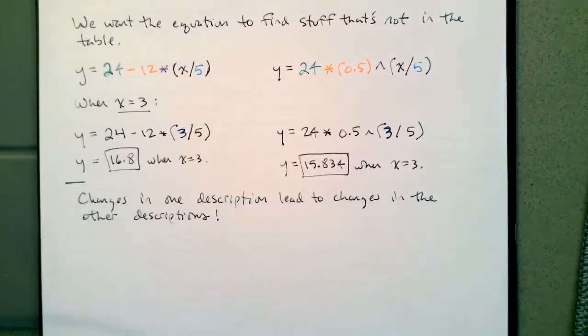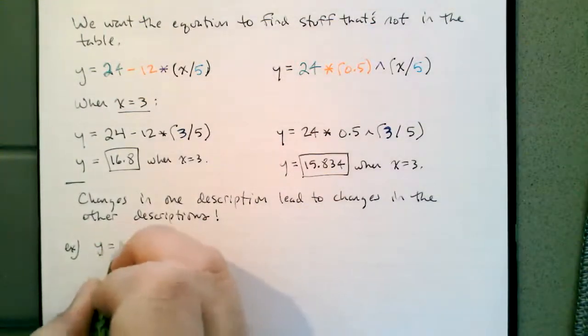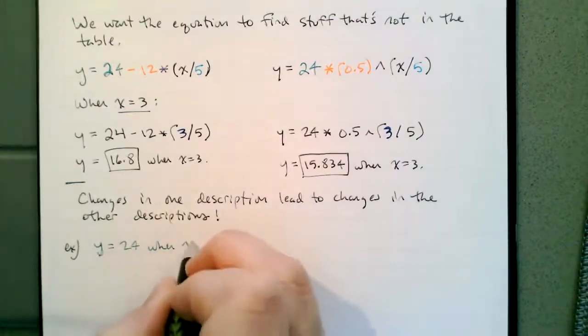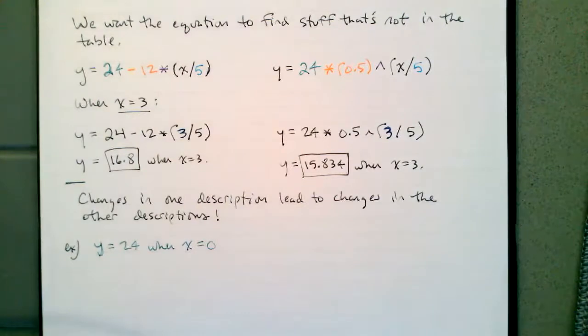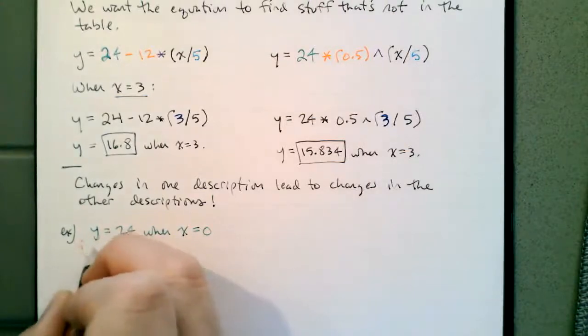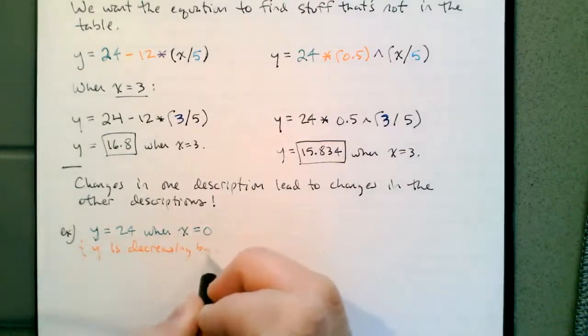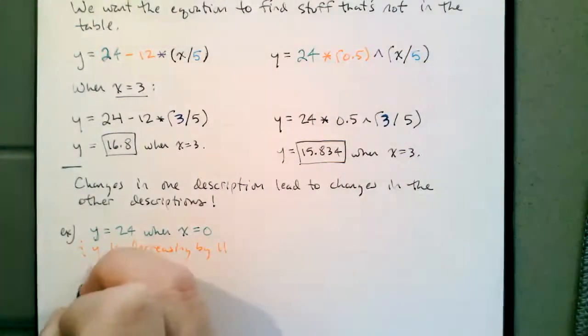So for example, let's suppose that where we started was true. So let's suppose that y is equal to 24 when x equals 0. That is still a good starting point. And let's suppose that we change this to y is decreasing by only 11. And this is still happening every 5 units.